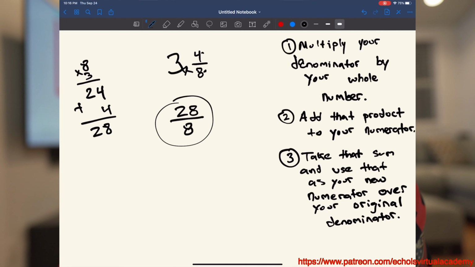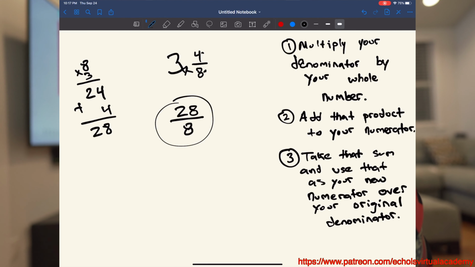So that's, you multiply your denominator by your whole number, 8 times 3 to give you 24. You add that product to your numerator, 24 plus 4 gives you 28. And then you take that sum and use that as your new numerator over your original denominator, and that gives you 28 over 8.